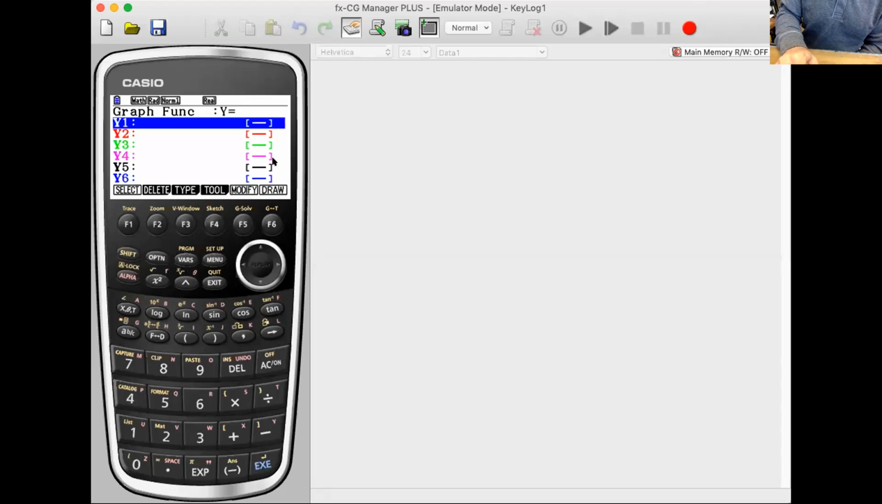And that's going to be parentheses 10, the sine, 0.4 x squared divided by parentheses x squared minus x plus 3.